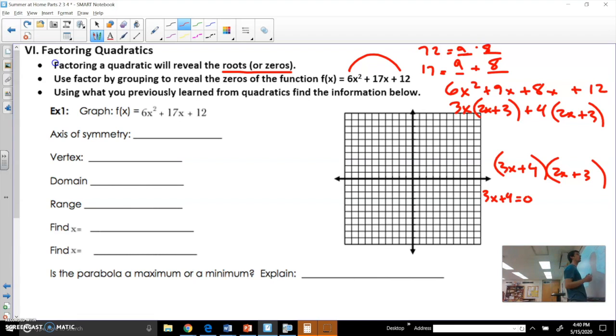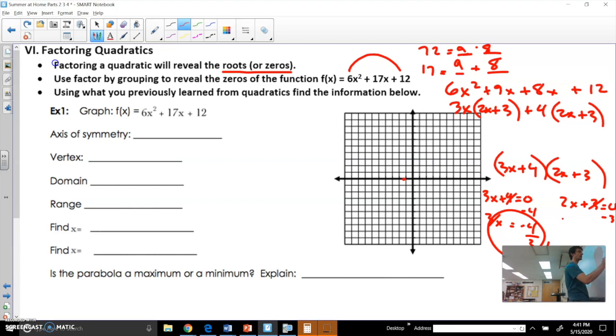3x plus 4 equals 0. 2x plus 3 equals 0. If I find out what makes the expression 0, then I have found one of those roots. So I want to subtract 4 to the other side. Let's divide by 3. And so negative 4/3, that's somewhere around here. That would be one of my zeros or roots for my quadratic.